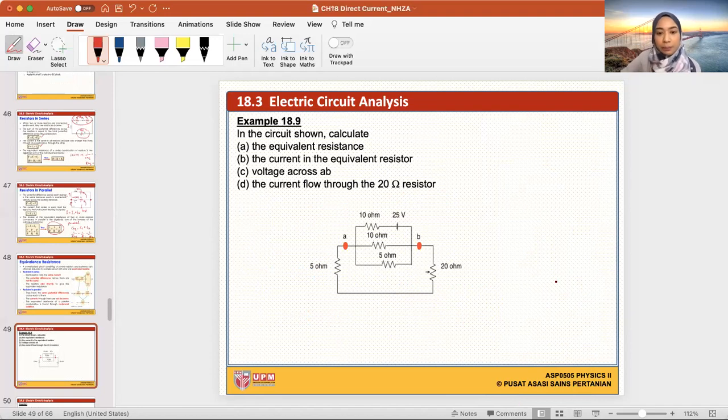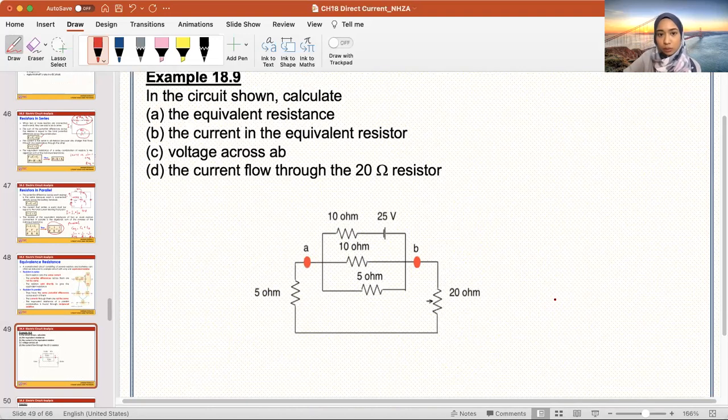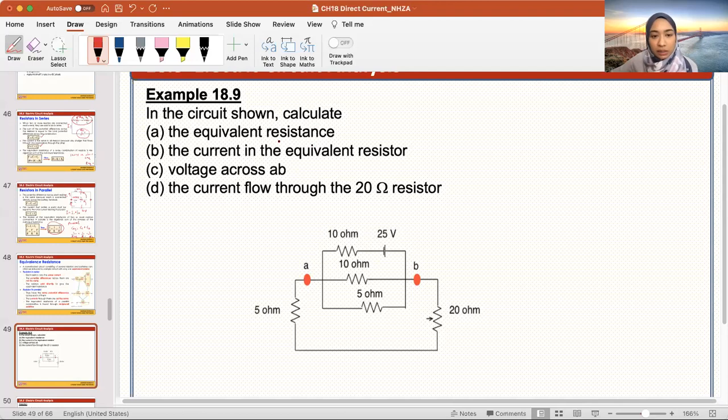Okay, so let's do an example. Use the equations that we have learned so far. In the circuit shown, calculate the equivalent resistance, and then the current in the equivalent resistance. So it wants us to find Req, the I in Req, the voltage across AB, this is the point, and the current flowing through the 20 ohm resistor. Wait, where is the 20 ohm resistor?